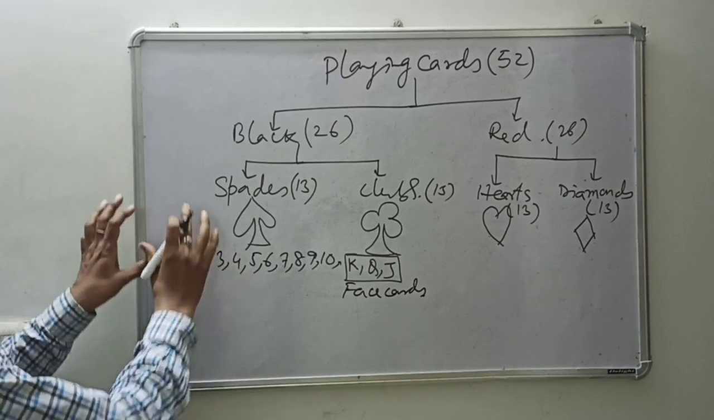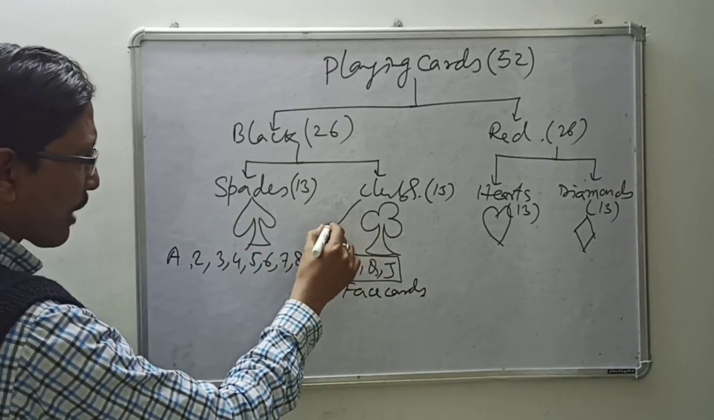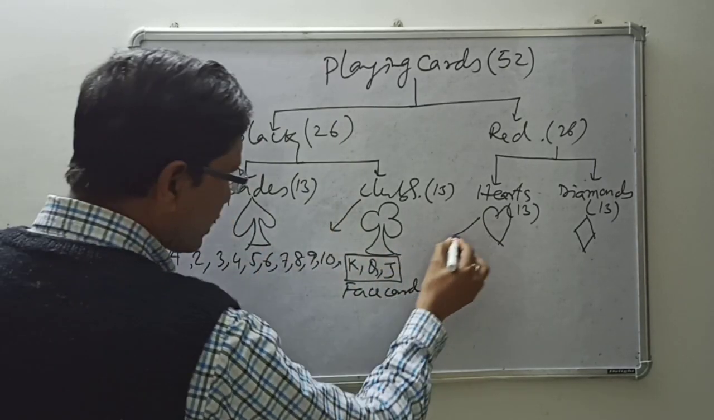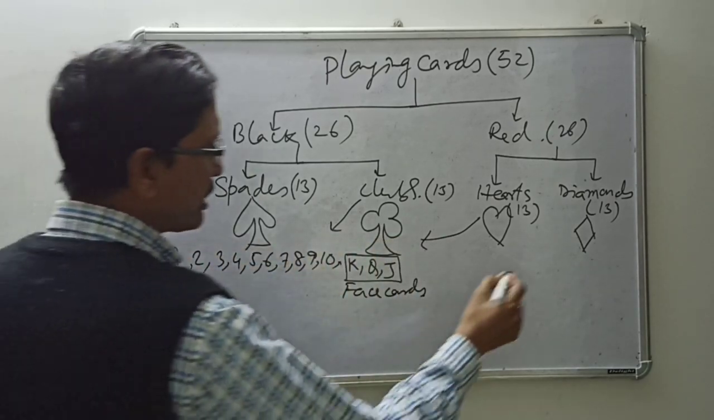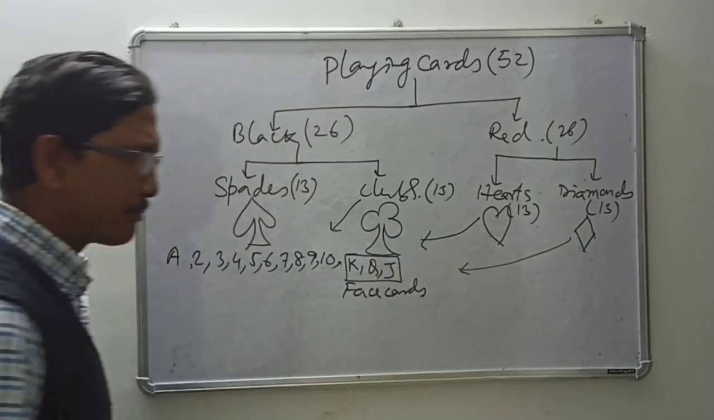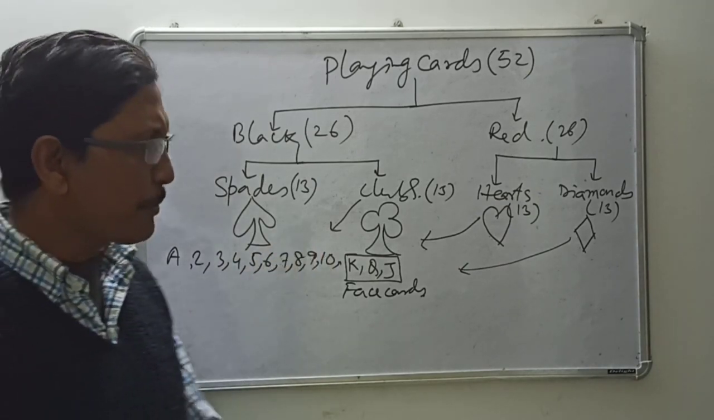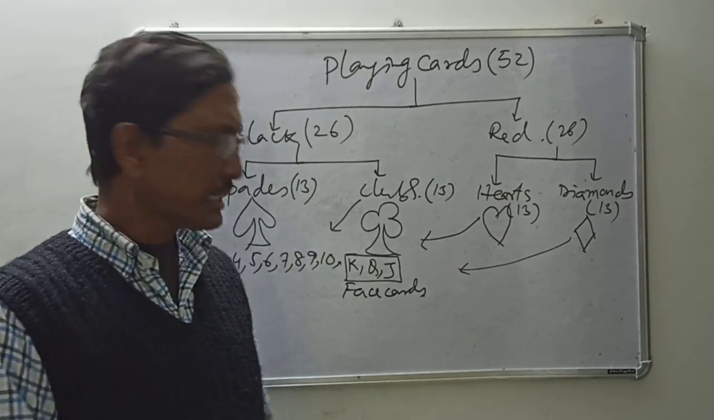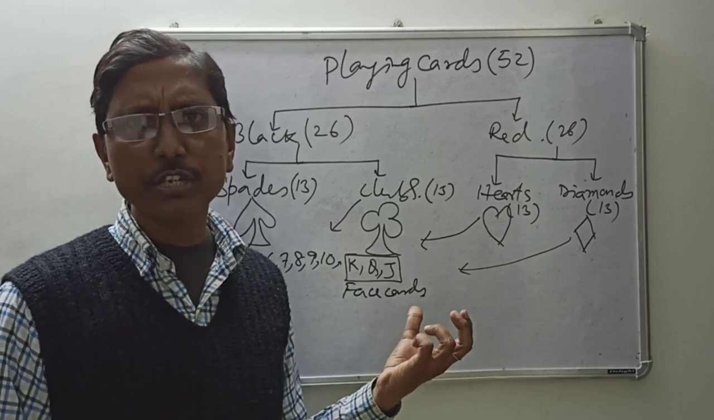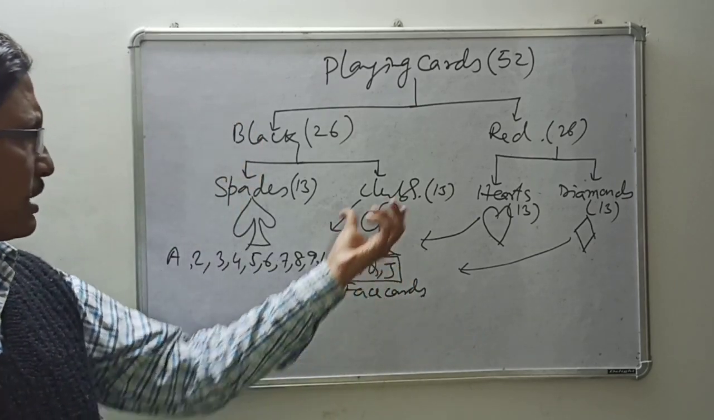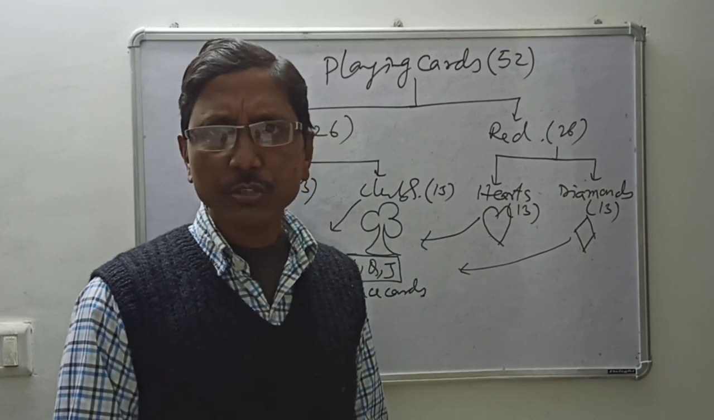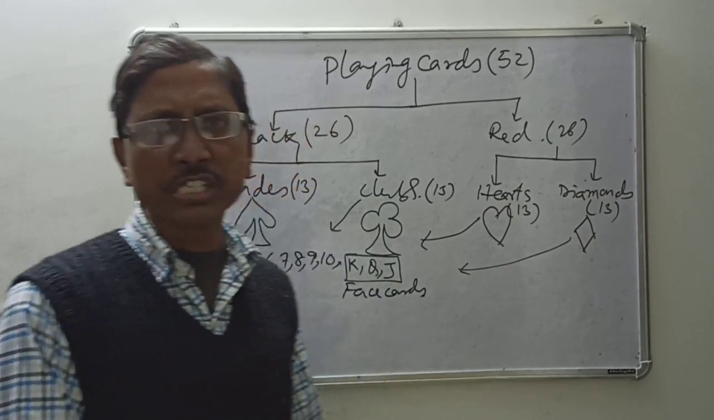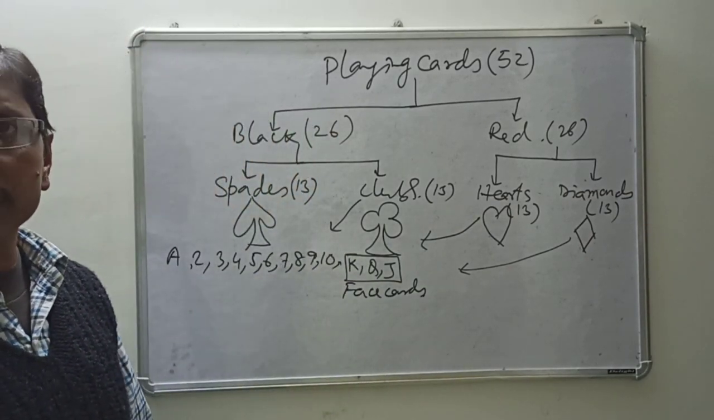In this way, just like the spade, the same thing applies for the clubs, just the color and symbol may be different, and diamond also has the same thing. So the total number of face cards: spade 3, club 3, heart 3, diamond 3. So total face cards are 3 into 4, 12 face cards.